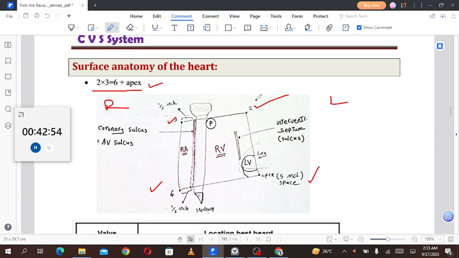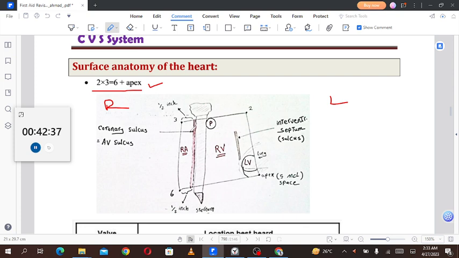So basically the extent of the heart on the left side is second to fifth intercostal space, and on the right side it is third to sixth intercostal space. Then it is just half an inch towards the right of the sternum. Otherwise, most of the heart is situated on the left side.